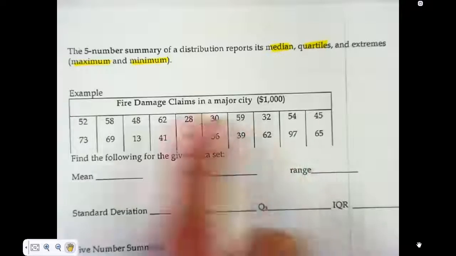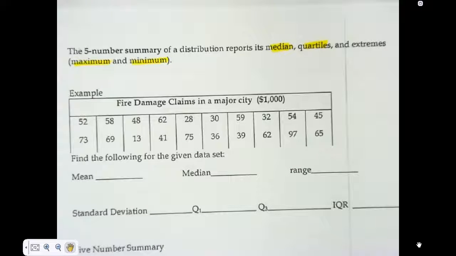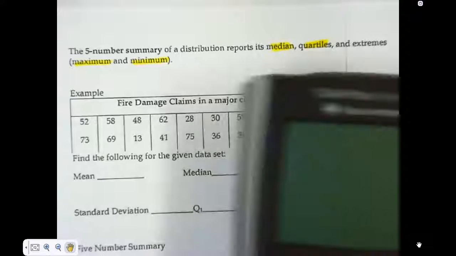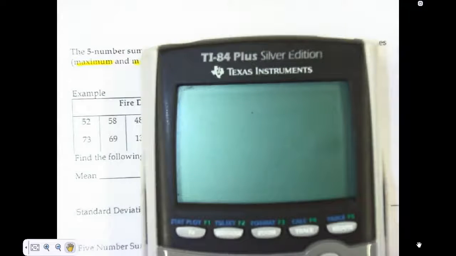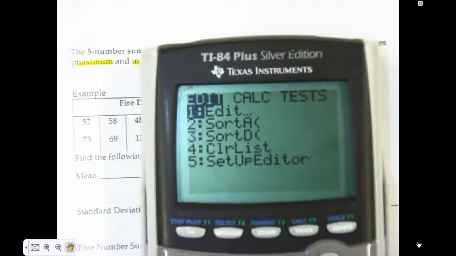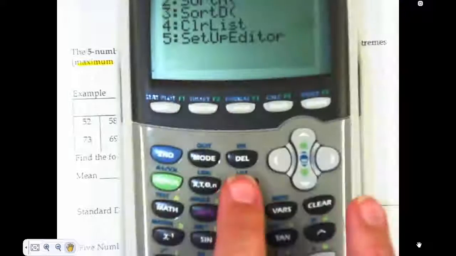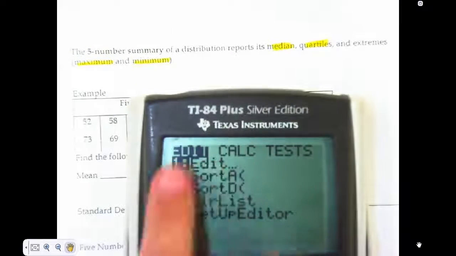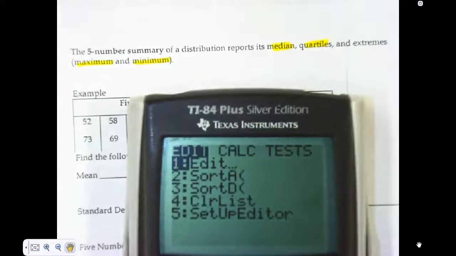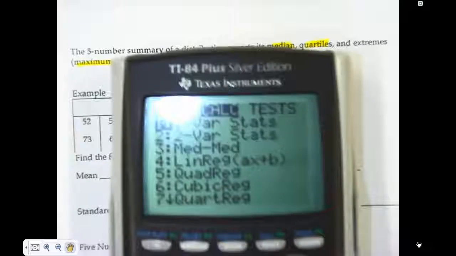So I have this data in my calculator. If you have a graphing calculator, I would pause this, enter these numbers in, then you're ready to go. So I want to show you how to find some of these things. On your calculator, if you hit Stat, this Stat button is very handy. That's where we're going to use a lot of our stuff. Then I want to go over to Calculate.